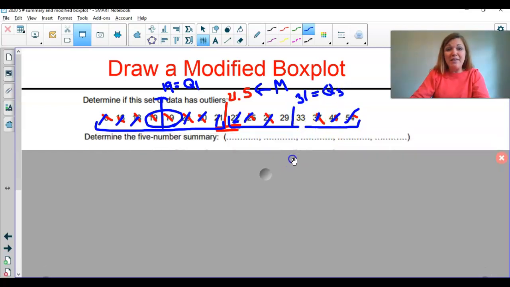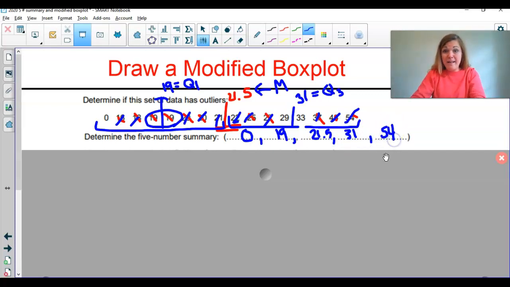So now I have my 5-number summary. Got to erase so I can see a little bit better. I have 0 for my minimum, comma, I have 19 for quartile 1. I have 21.5 for the median. I have 31 for quartile 3. And I have 54 for the maximum.